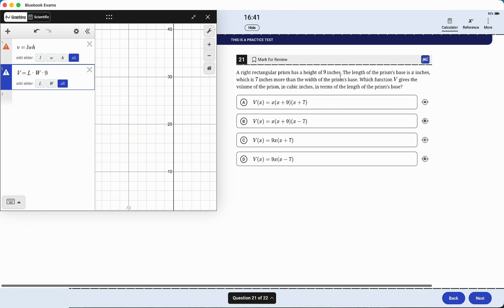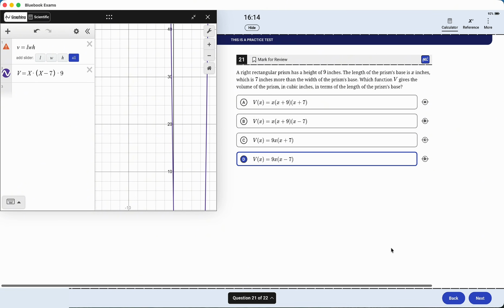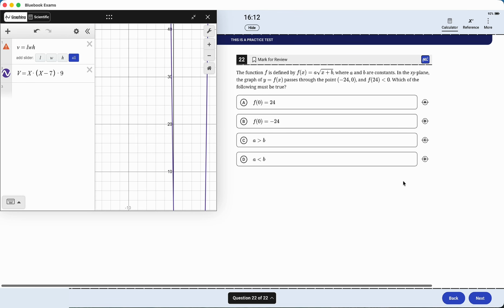Now, this is the part people mess up. It tells you the length is x, so length has to be x, right? But then people read this: 7 inches more, so they're inclined to pick x plus 7. That wouldn't be correct, because what we're missing to fill in is the width. The length is 7 more than the width. Another way of saying that is the width is 7 less than the length. So the correct thing that you want here is x minus 7. Putting all that together, that's how we end up with D, but C is the trap answer here that most people get stuck on.